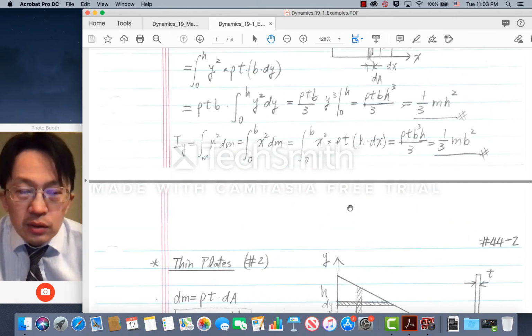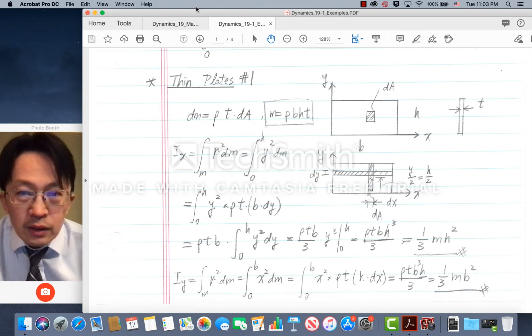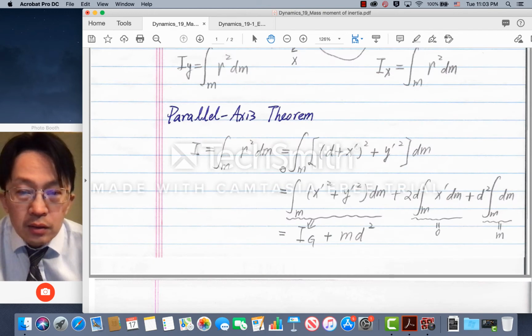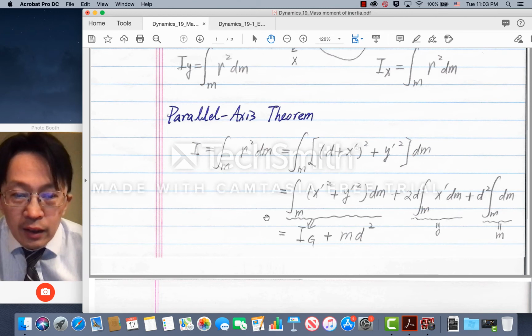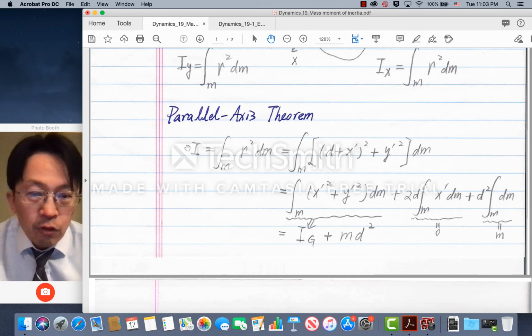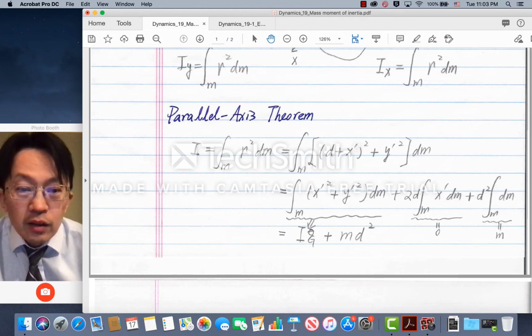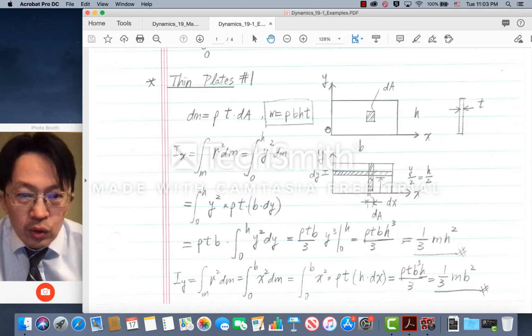Another approach you can use in finding the mass moment of inertia at the center of gravity is by using the parallel axis theorem. Because whatever we calculate for the other 4 examples in this expression is not the value right here, is not Ig. What we found for the 4 examples is this value, I here. Therefore, you can use I equals Ig plus md squared to find Ig. How do we do that?